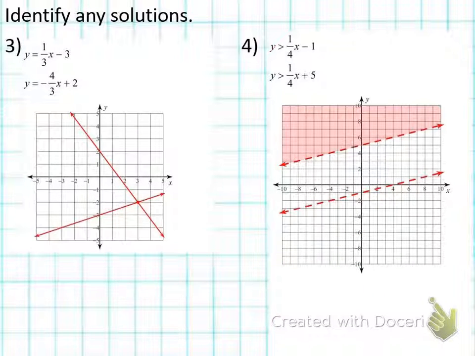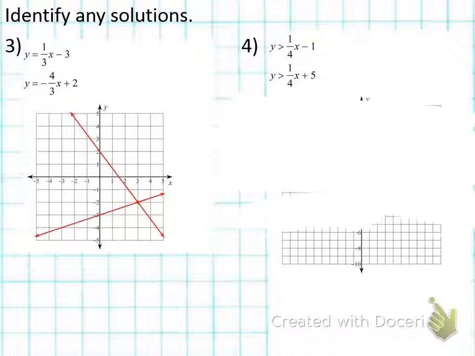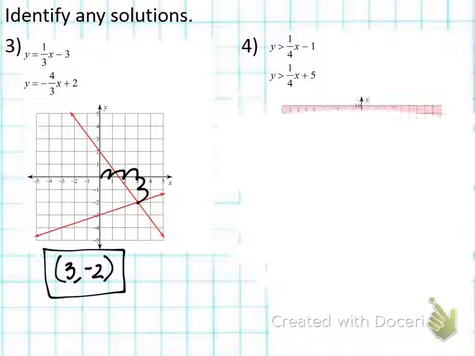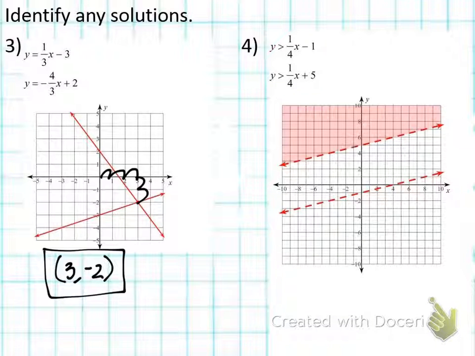Number 3, we have identify any solutions, so I'll give you 30 seconds. Figure out what is the solution that's there. The answer is 3, -2, right? Okay, number 4, go.